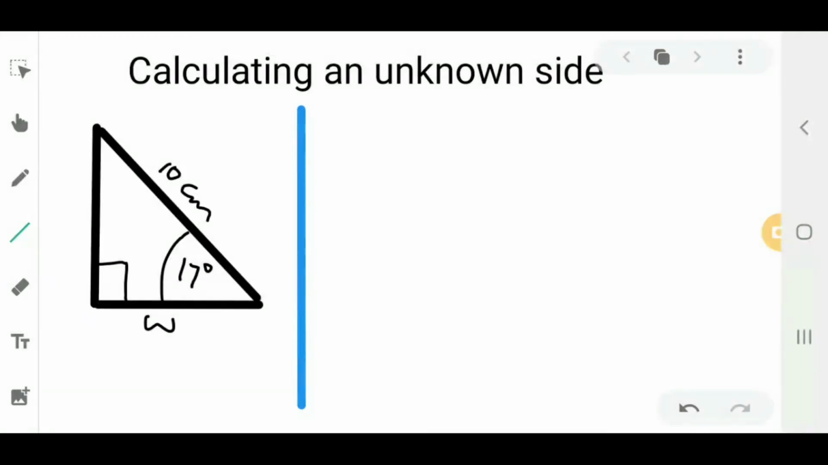So now, with this other example, we're trying to find the unknown side. We look to see what we have. Now the 10 centimeters is opposite the right angle. That means this is the hypotenuse.